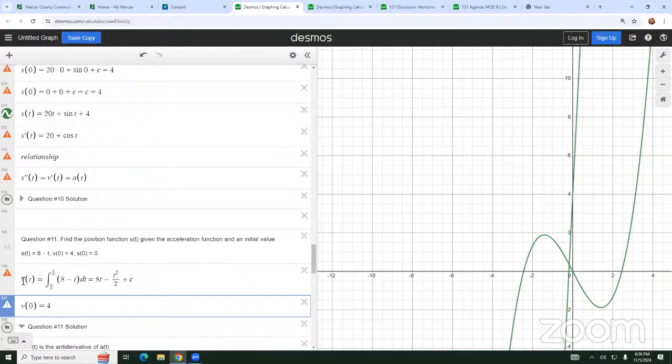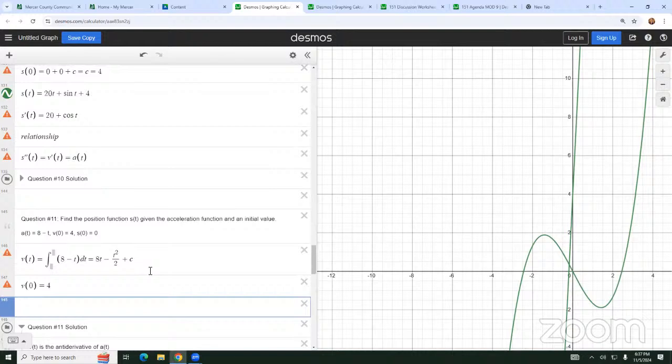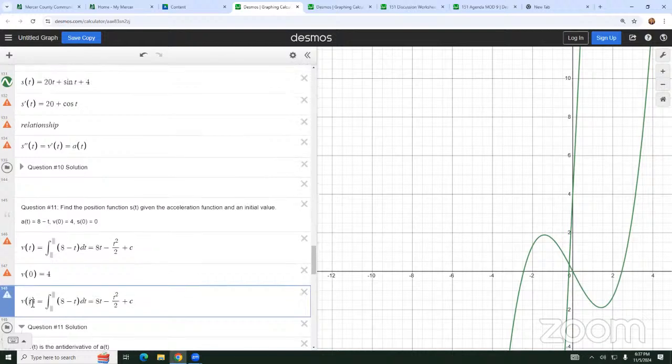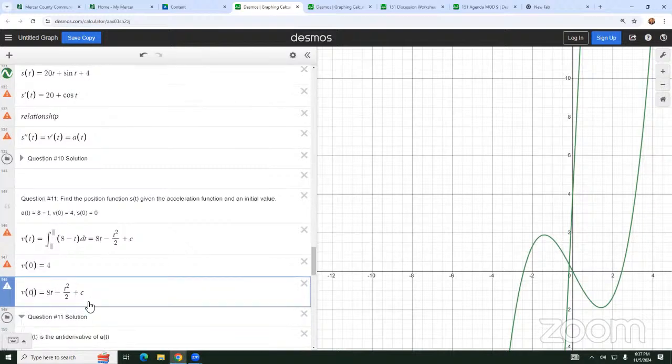So when I plug 0 into this, I take this guy here and copy it. Oh, it's v of 0 equals 4. So I'm going to get 8 times 0, which is just 0. And then I'm going to get 0 squared over 2, which is going to be 0. And then that constant is just going to be equal to 4. So the constant is 4. See.